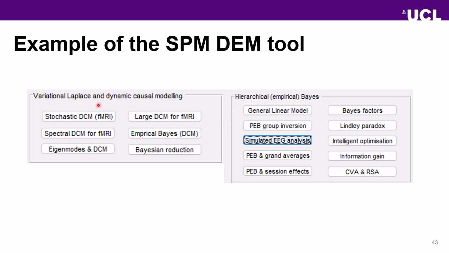This section has a lot of examples of how DCM can be used, primarily in fMRI, but there are some different types of DCM. There is a large DCM and how to do Bayesian reduction. So again, it might be beneficial for you to go look at how these examples work and have a good hands-on example of how you can use them.